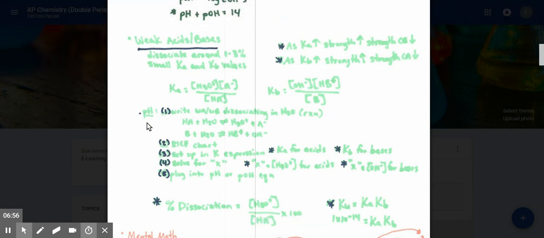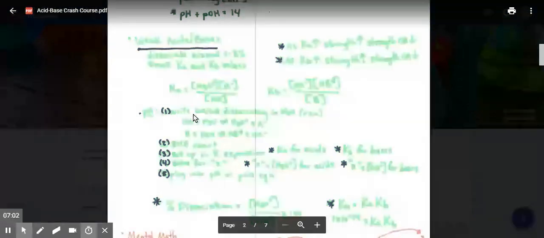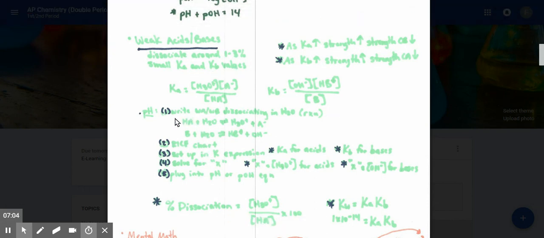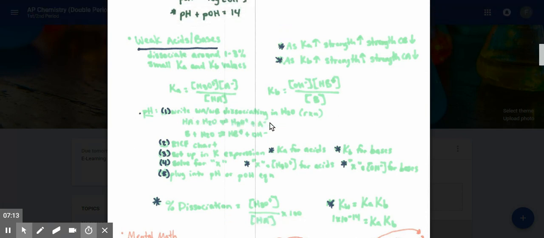If I want to figure out the pH of a weak acid or weak base, I can't directly plug that concentration in because it's not 100% dissociation. So I have to follow these steps. First, write the weak acid or weak base dissociating in water. So you're writing that reaction. This first reaction is an acid dissociating in water. This second reaction is the base.